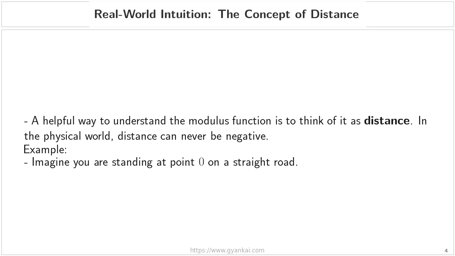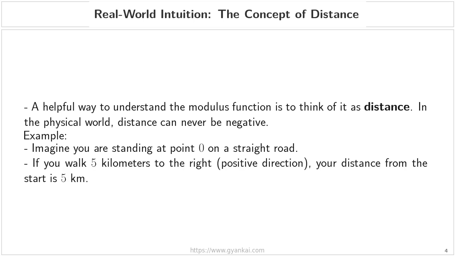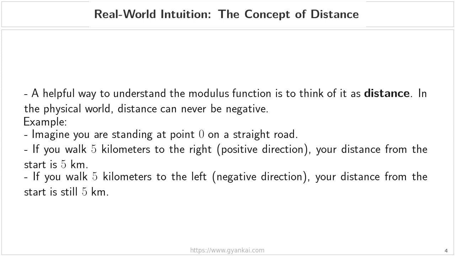Imagine you are standing at point 0 on a long, straight road. Suppose you decide to walk 5 kilometers to the right, which we represent as the positive direction. When you stop, your distance from your starting point is exactly 5 kilometers. Now imagine instead that you walk 5 kilometers to the left, which is the negative direction. Even though you moved in the opposite direction, if you check your pedometer, your distance from the start is still exactly 5 kilometers. The direction changed, but the magnitude of the distance remained the same.